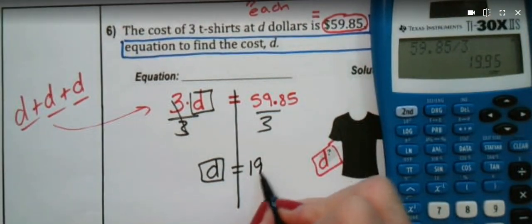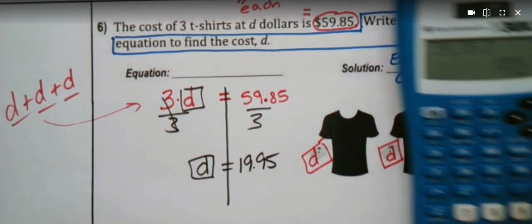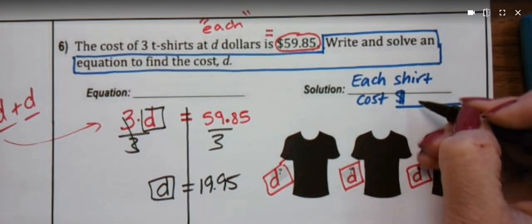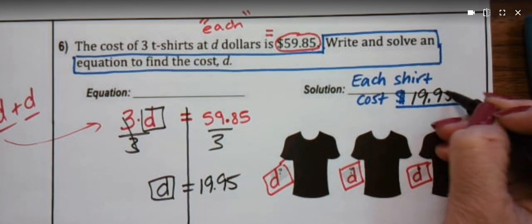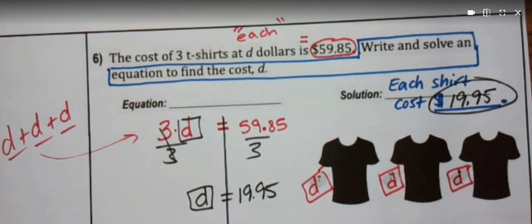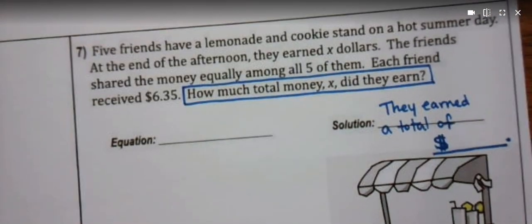That sounds about right. Cost of a t-shirt. So they each cost $19.95. $19.95, $19.95, $19.95 would add up to be $59.85. So $19.95 each. And we did it. Multiplication equation this time.